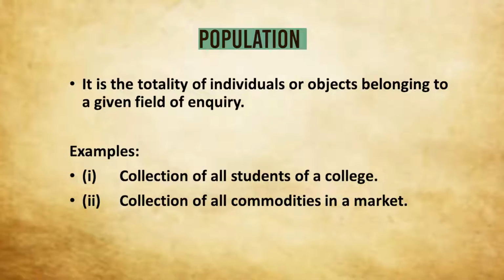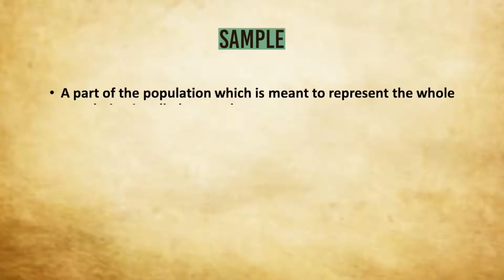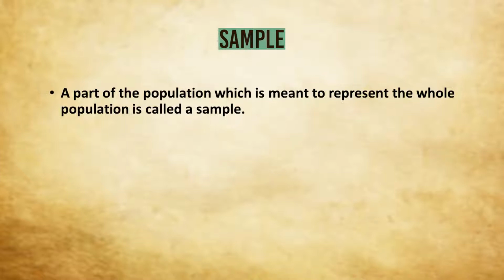Suppose we want to know the consumption pattern of average families. So as the population we can take up the collection of all commodities in a market. So these are the populations. But we have to remember one thing, that in any statistical study, it is not feasible or possible to enumerate the whole population. So we have to resort to a part of the population that is meant to represent the whole population, which is called a sample.